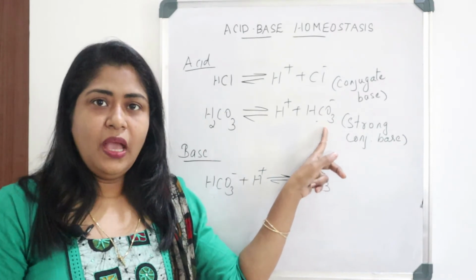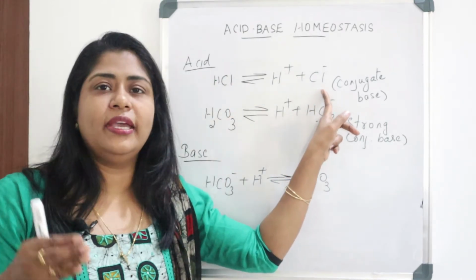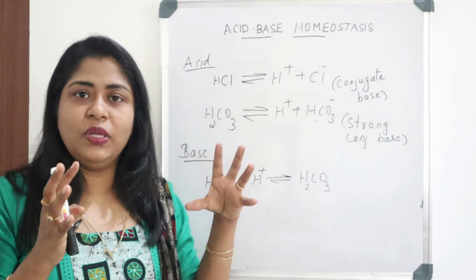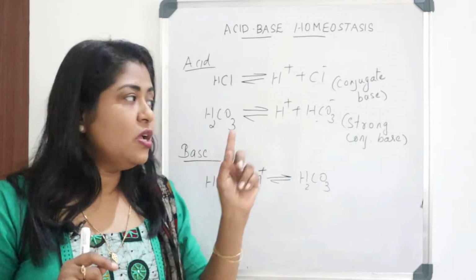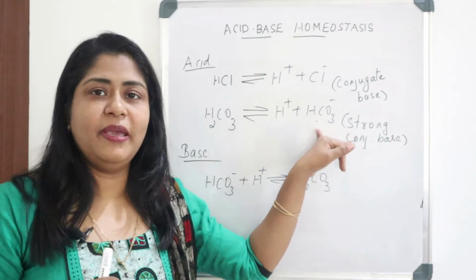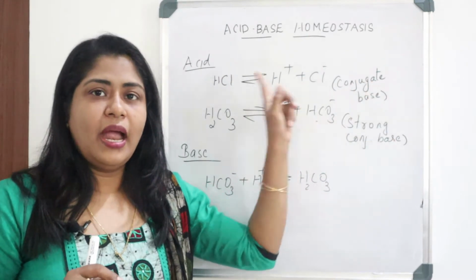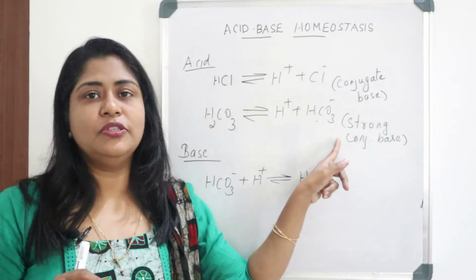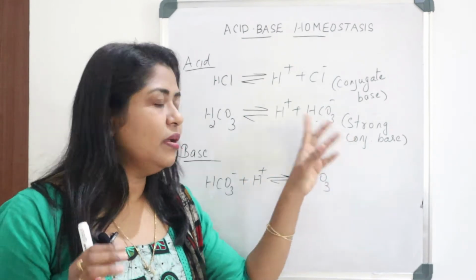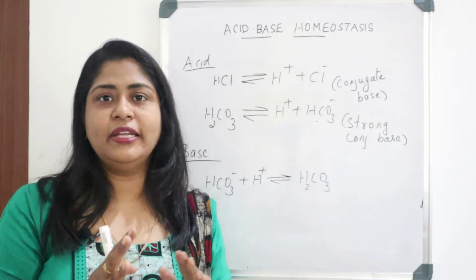Since HCl is a strong acid, it will produce a weak conjugate base, chloride ion. Whereas carbonic acid is a weak acid, we know, because it dissociates or ionizes partially. So this weak acid loses a proton and produces a strong conjugate base. So strong acids produce weak conjugate bases and weak acids produce strong conjugate bases. So that's about the conjugate bases.